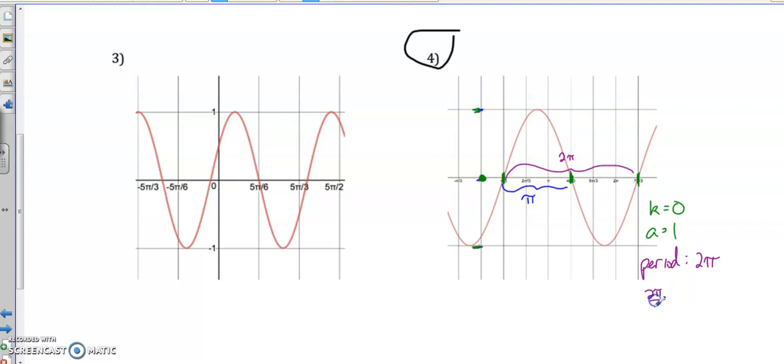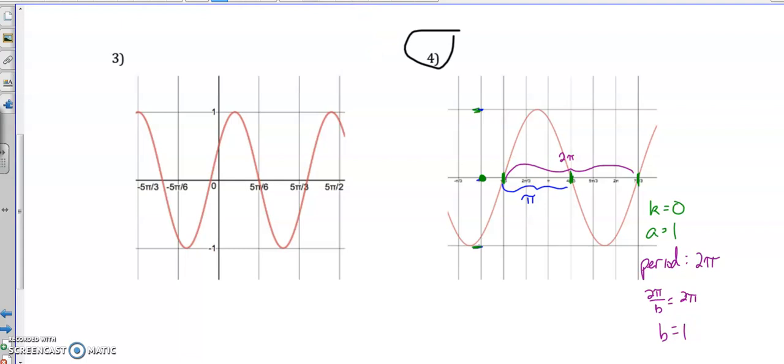So we don't really need to show this. We know that that's going to mean the frequency is 1, but just so you know for the future, when you do these, we have to set this formula up again, just like I did in the last example. So we know 2 pi over b has to equal my period 2 pi, so clearly we know that b equals 1.